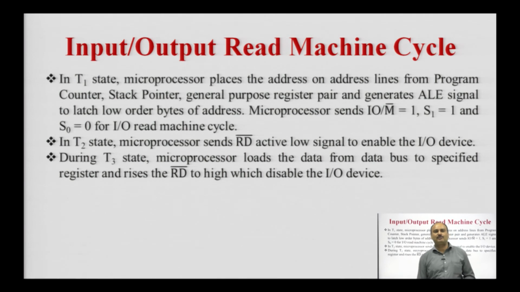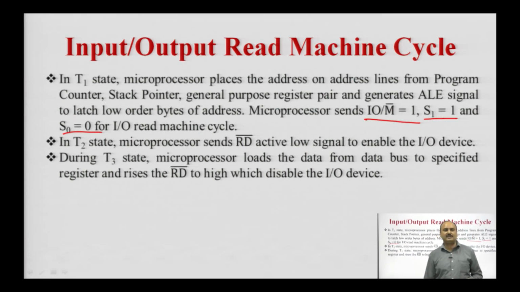Next is the input output read machine cycle. In the input output read machine cycle, again the address is placed on the address bus from the program counter, register pair, or stack pointer. Here, the status signal generated is IO/M equals 1, since it is an input output related operation. And S1 equals 1, S0 equals 0 for the input output read machine cycle.